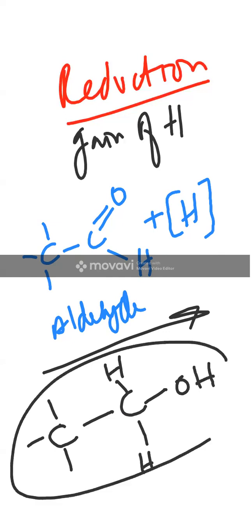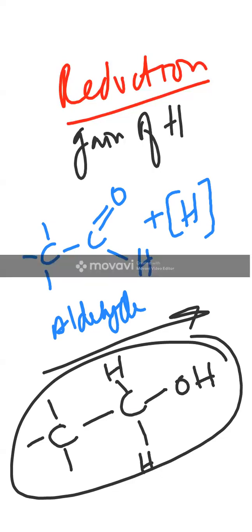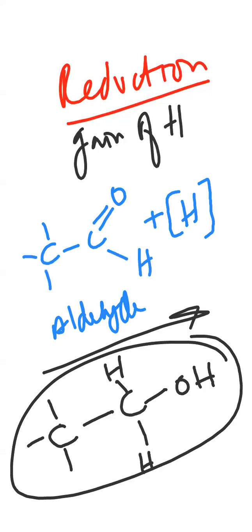This is ethanol, alcohol. So that's how you have to learn. The oxidation of alcohol will give you aldehyde. The reduction of aldehyde will give you alcohol. This is your past paper reaction, and you have to learn it as it is.